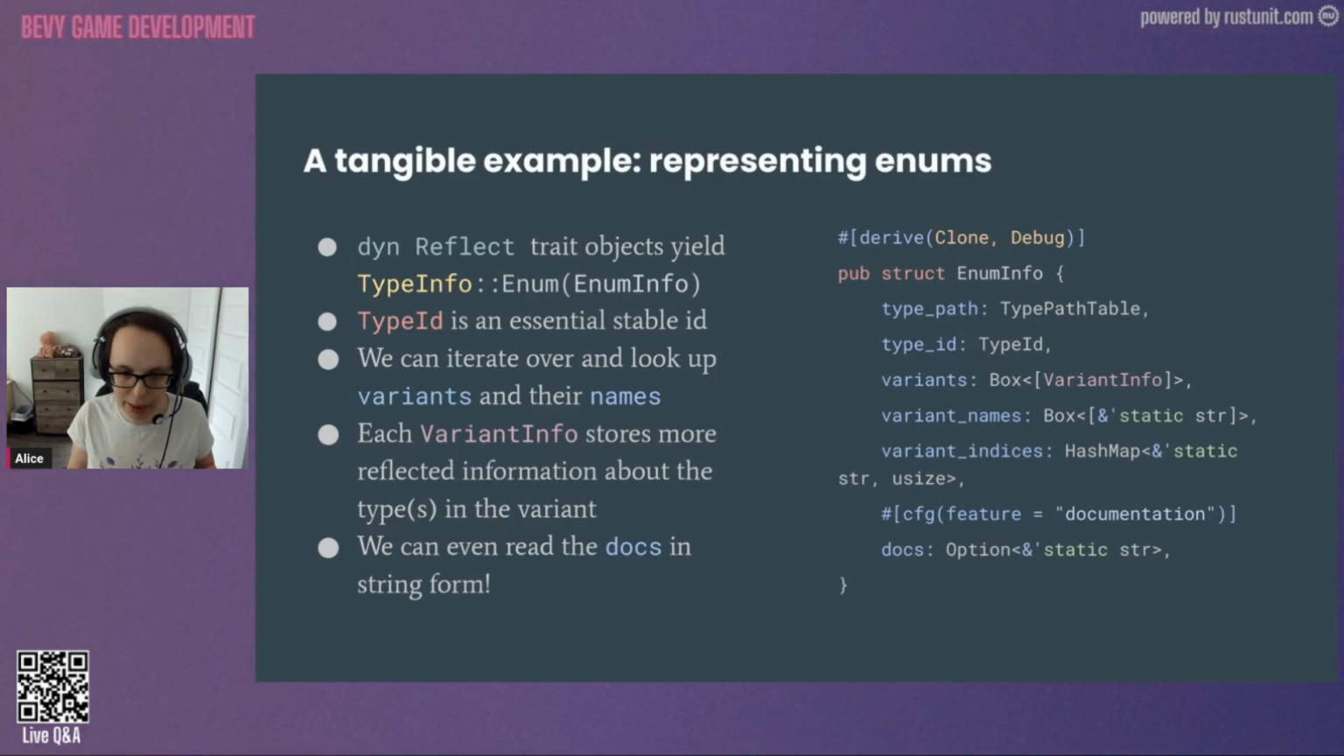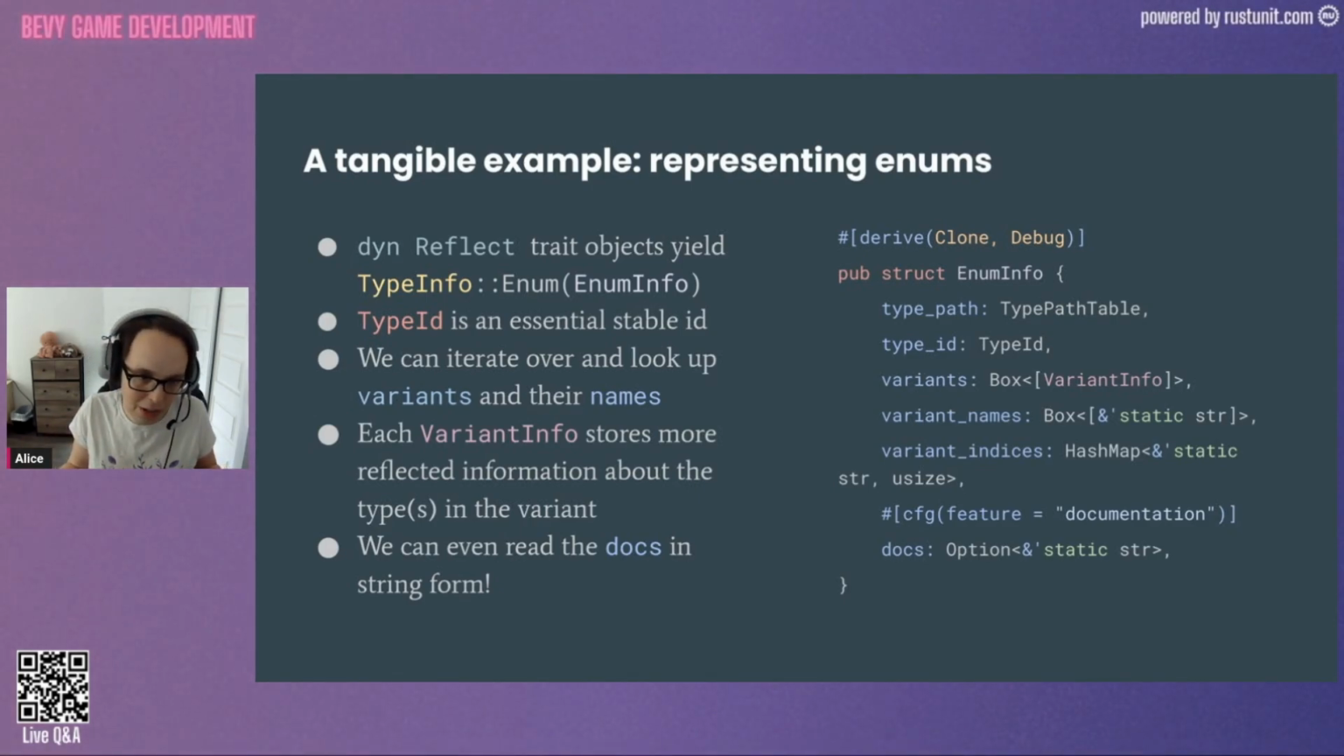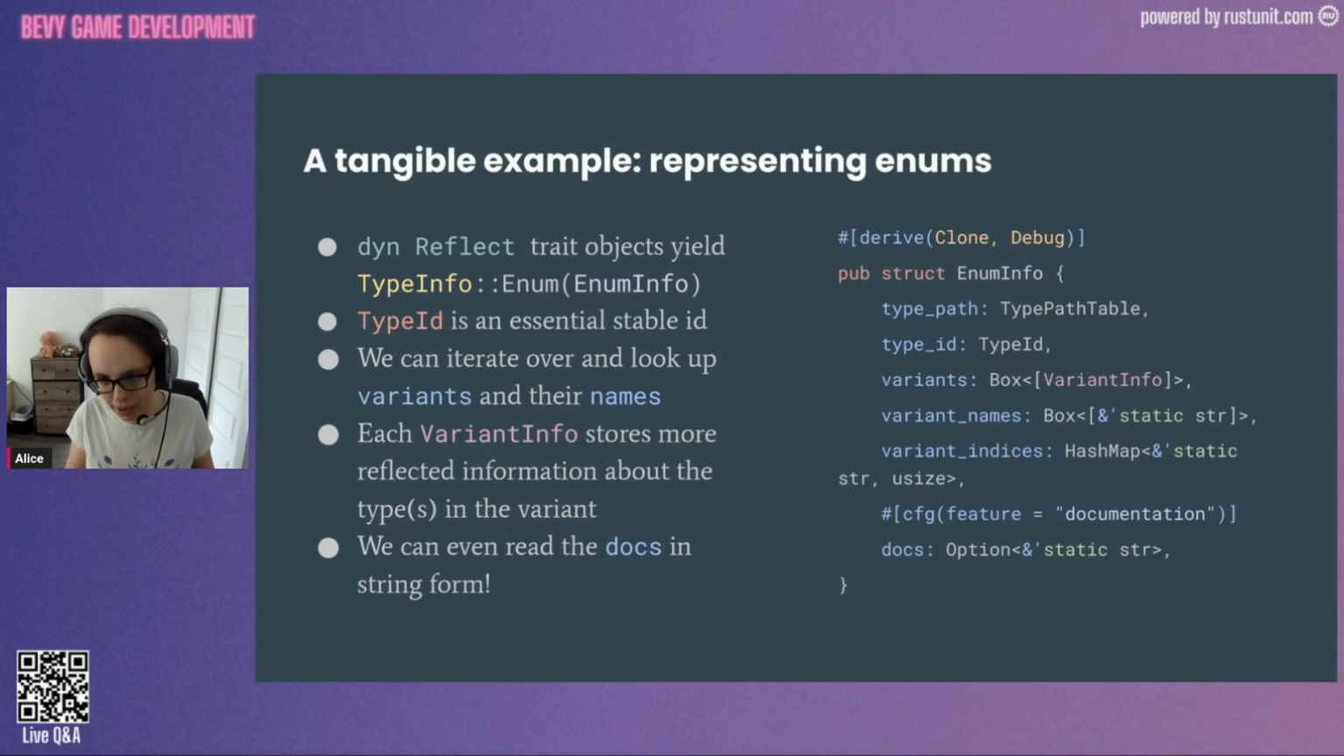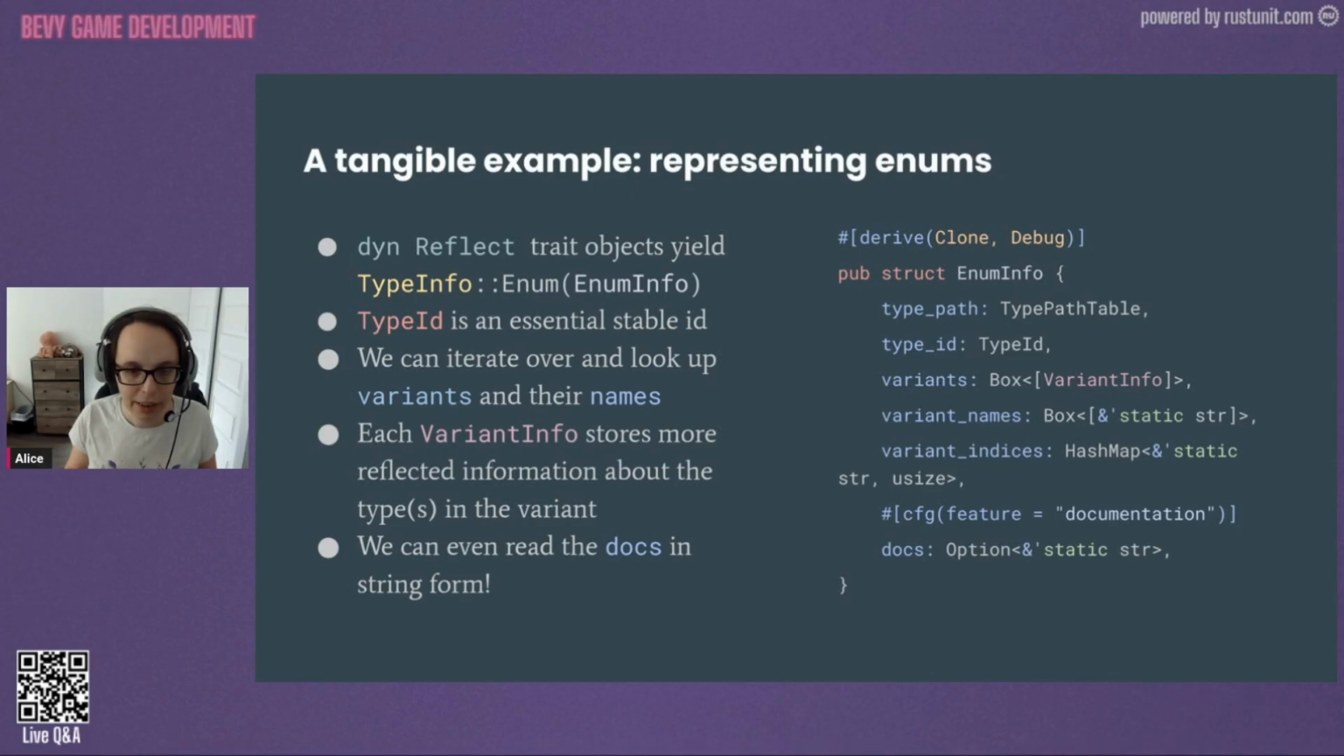And then from that, we can get things like its type info. And the type info is information about the type, shockingly. And this type info is itself an enum, and one of its variants is enum, which stores a struct called enum info. And that's what you see over there on the right-hand side of the screen, although it's mirrored.